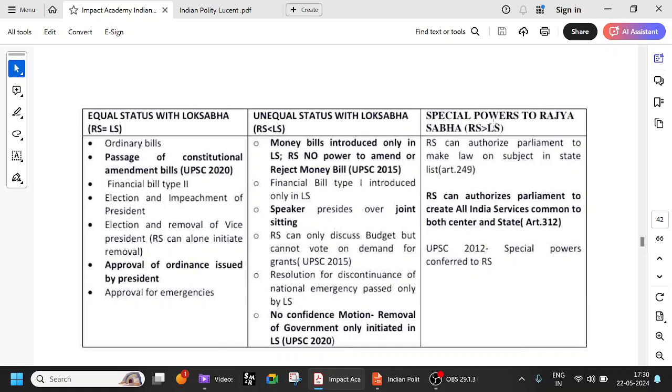So, special powers of Rajya Sabha. Rajya Sabha can authorize Parliament to make law on a subject in the state list. Only if the Rajya Sabha authorizes, can Parliament make laws in the state list. That is Article 249. Try to remember. Rajya Sabha can authorize Parliament to create all India services. This is Article 312. This is also very important. These are the special powers conferred on Rajya Sabha. Basically, in these two issues, Rajya Sabha has more powers than the Lok Sabha. Fine.